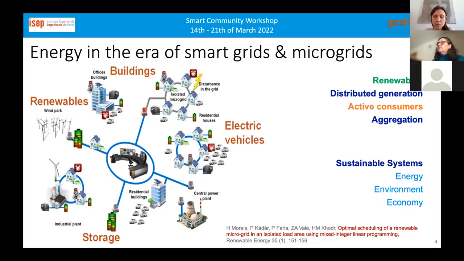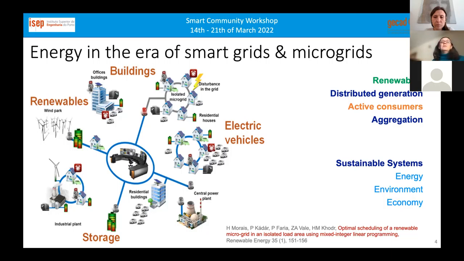So we are still working on it. It is not enough to have a lot of renewables in the system. It's needed that we know how to manage this energy that is produced by means of renewable energy sources. So distribution of generation, but also distribution of storage. And of course, electric vehicles are distributed by nature. They are not in one place.